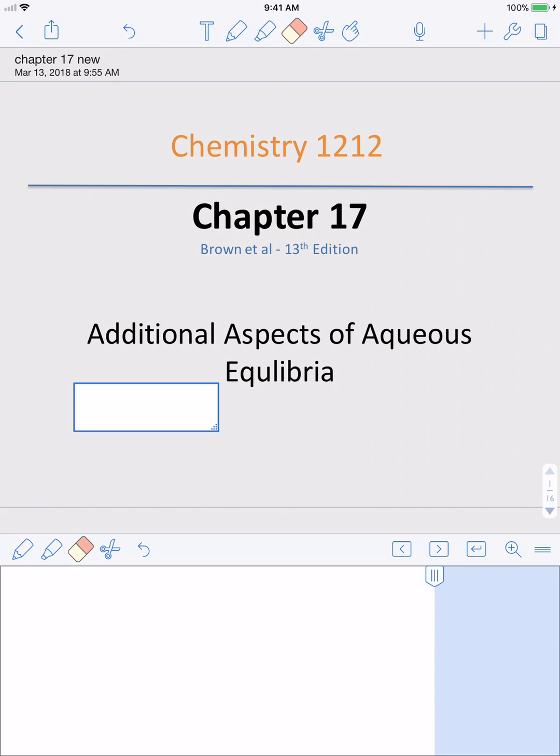Alright folks, this is chapter 17, which is a lot like chapter 16. It's just additional aspects of aqueous equilibria. So we're doing Rice tables more, we're doing equilibria reactions, we're just throwing a couple more things at it. Nothing that's too difficult. If you have Rice tables under your belt, you're going to be fine in this chapter, hopefully. Alright.